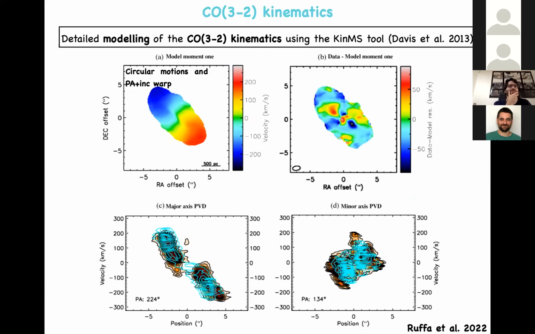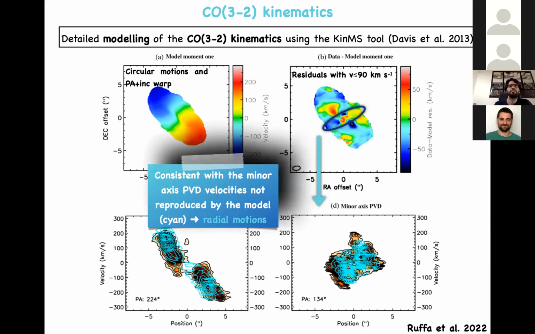We also carried out a detailed modeling of the CO(3-2) kinematics, which is interesting because it's the only one among the three transitions extending up to the very center of the gas distribution. As you can see from the top left map, the observed velocity field seems to be reasonably well reproduced using a model accounting for gas in purely circular motions and accounting for the presence of both a position angle and an inclination warp. Nevertheless, we observe significant residuals in the data minus model map on the top right, with velocities of the order of 90 km per second.